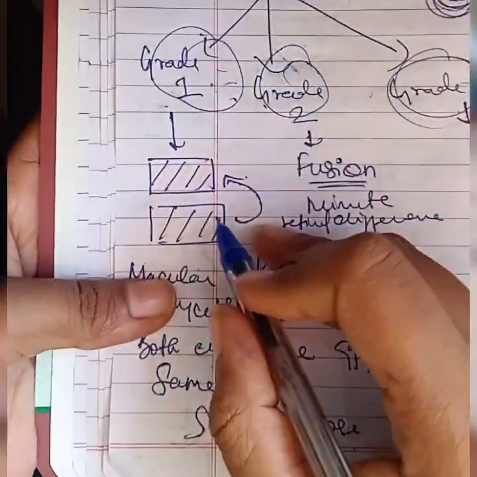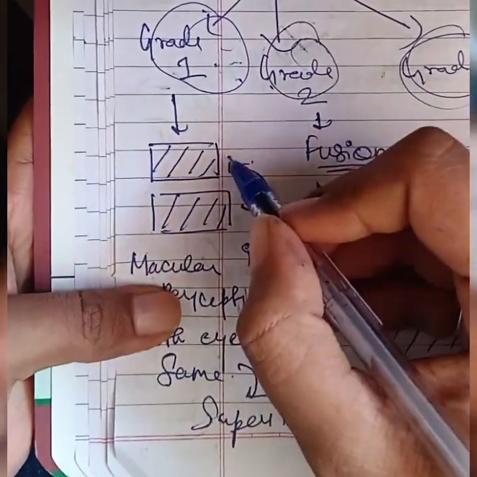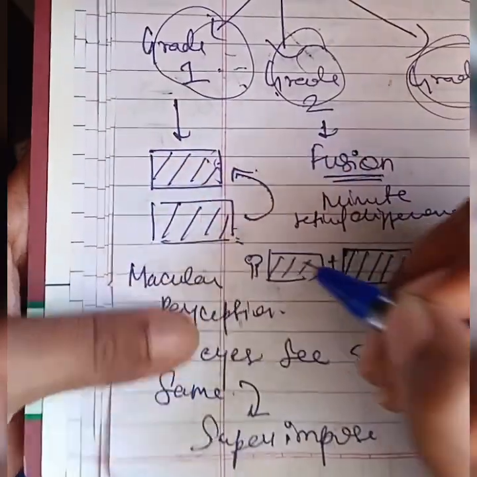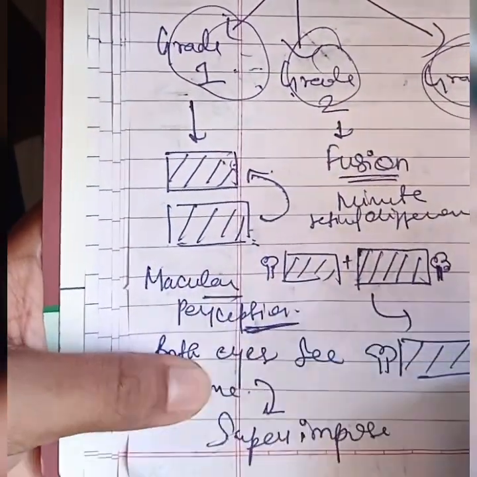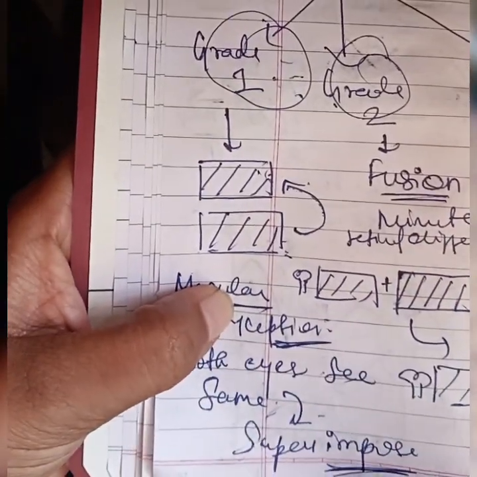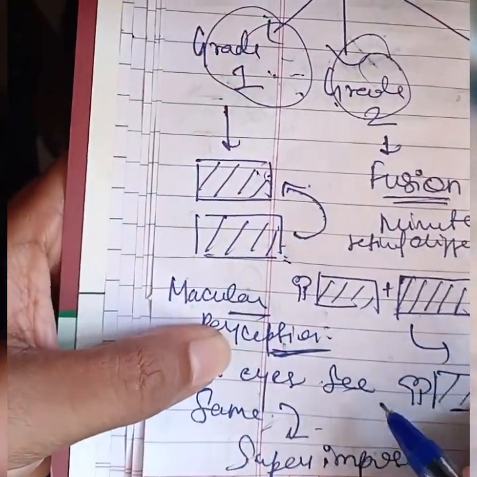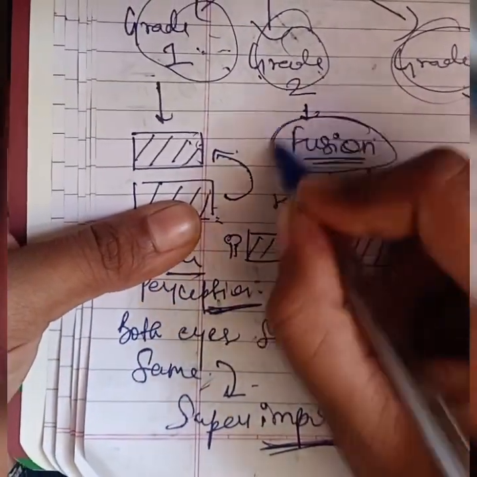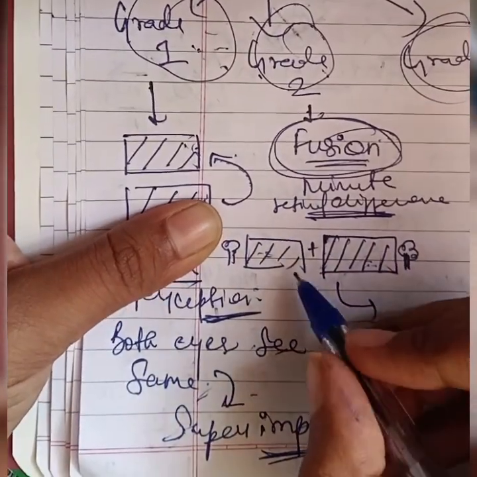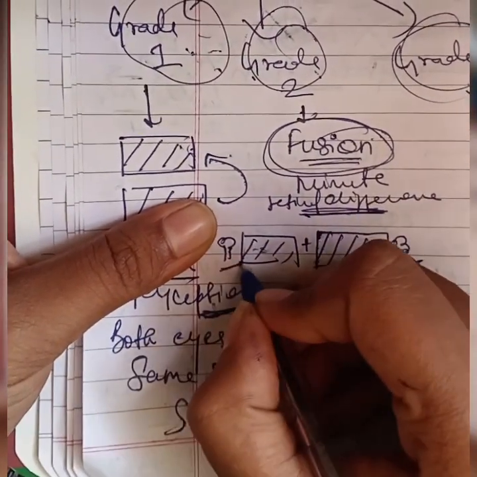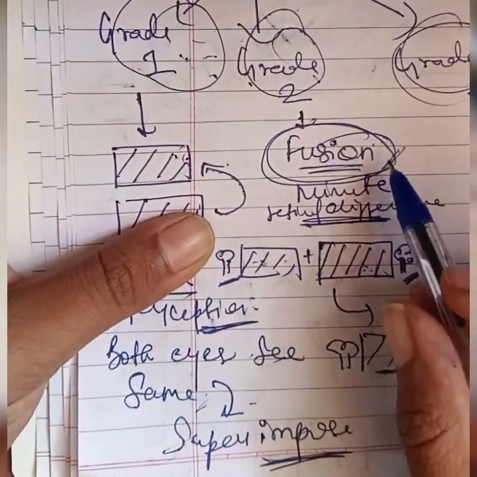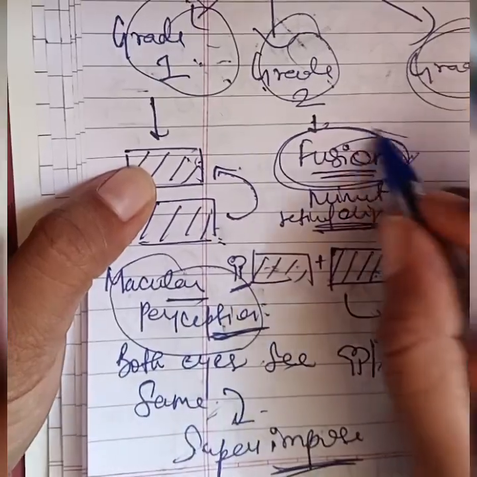In grade 1 we have two images, and in these two images there is macular perception, that is, both eyes will see the same, and they will be superimposed. So grade 1 is macular perception. Then there is grade 2. Grade 2 is fusion, that is, there will be minute retinal differences between the two images. So over here there is a tree, over here also, and when you fuse both of them, that fusion is done by our brain. So that is basically fusion. So macular perception and fusion.